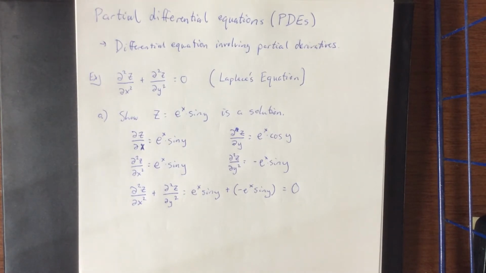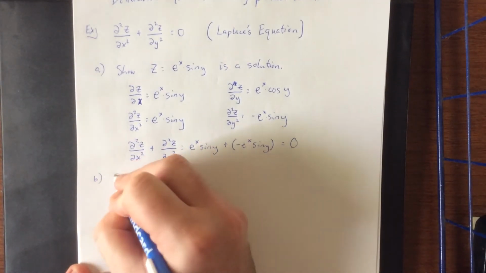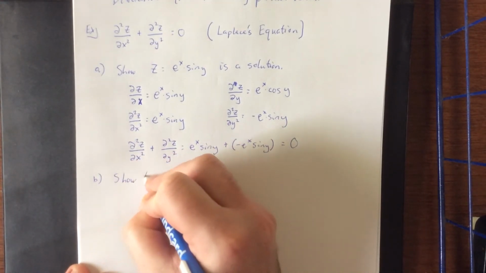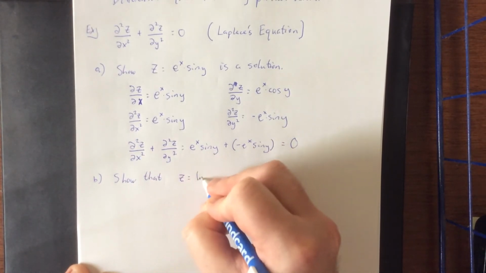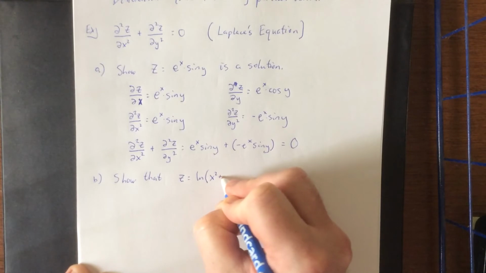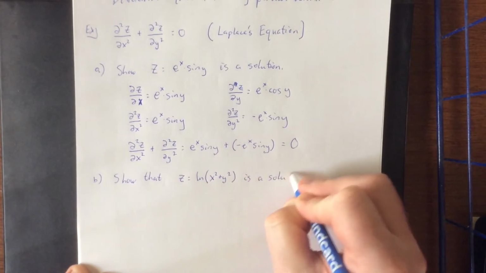And this is not the only variety of solution of a differential equation that we could see. I would also like to show that z equals the natural log of x squared plus y squared is a solution.